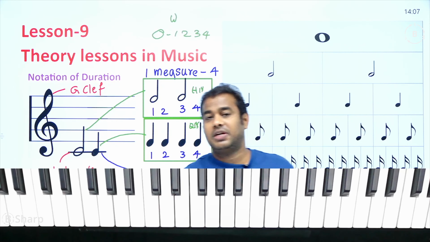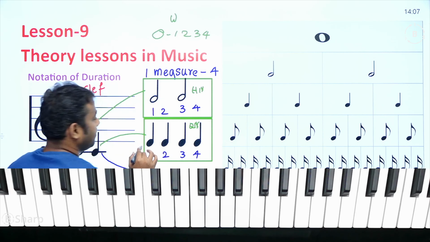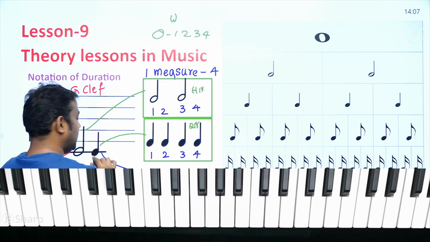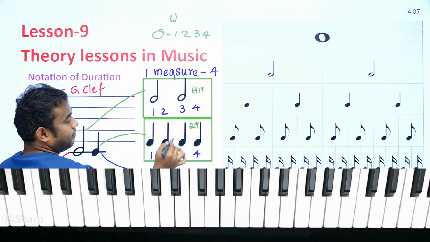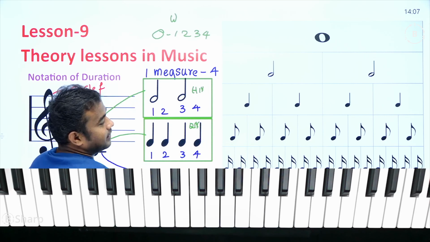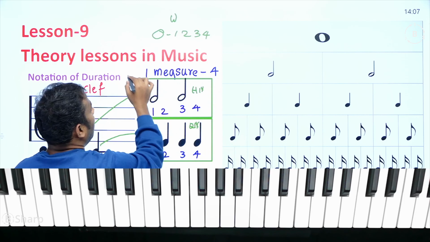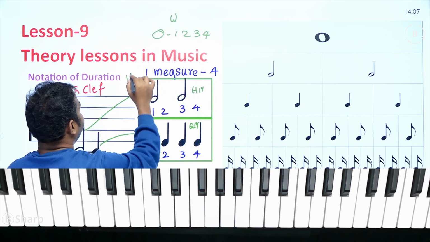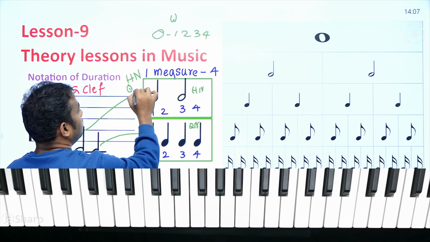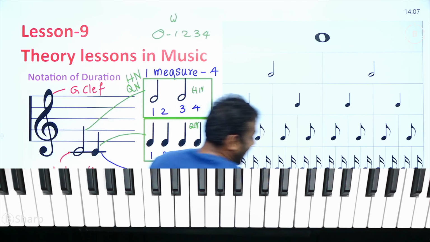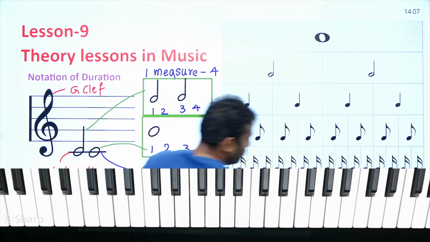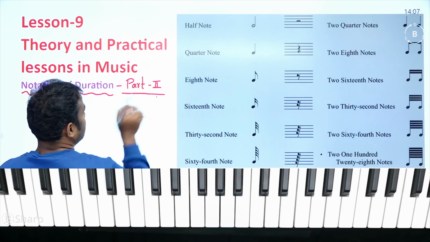So like this, you have to press that respective key button for all the counts. For example, here it is a C note, so 4 times I press the C button. So these are the things related to the half note and quarter note topic. This class is related to part 2 of the notation of duration.